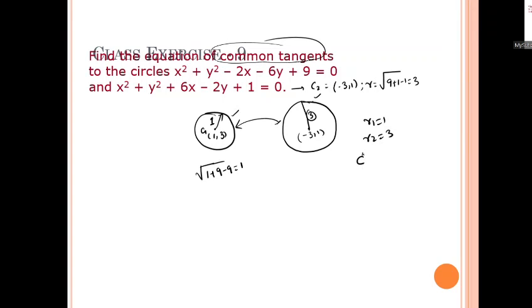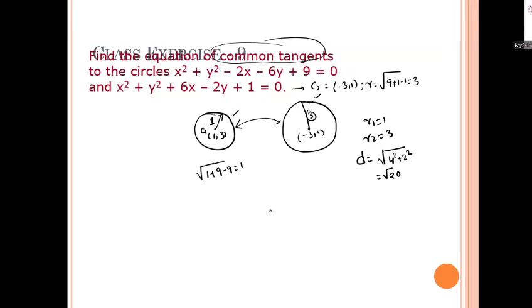What is the distance between the centers? D, root of 4 square plus 2 square, right? देखिए, so root 20 आ रहा है. सही कि नहीं? Yes, sir.